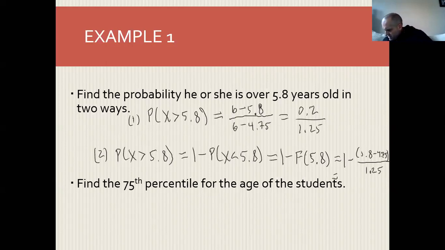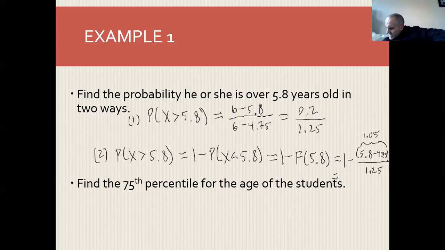So what's that going to be? 5.8 minus 4.75. Hang on a second, the tool is forcing me to keep using the eraser, and that is not what I want to do. Here we go. So 5.8 minus 4.75 is 1.05.